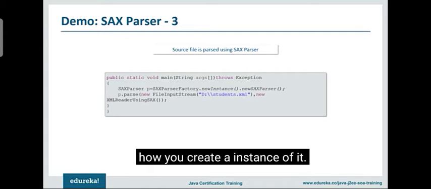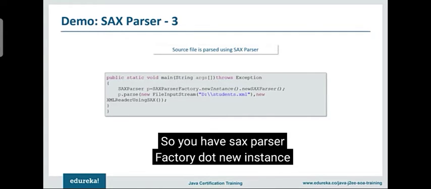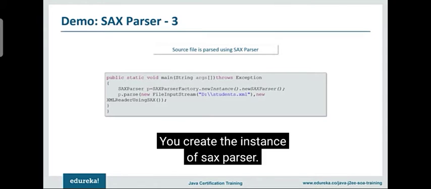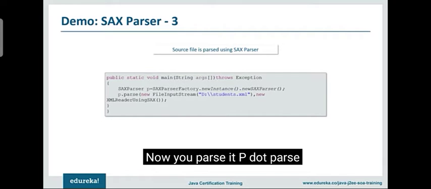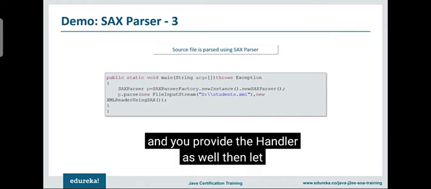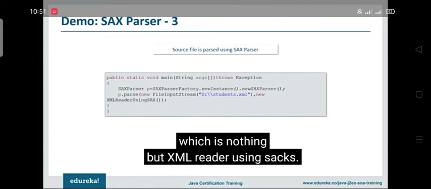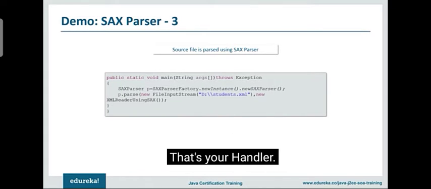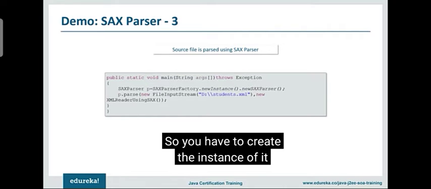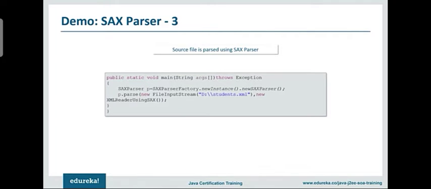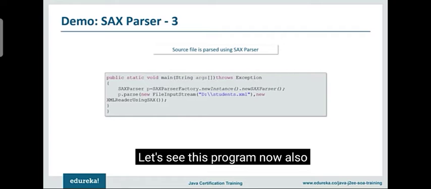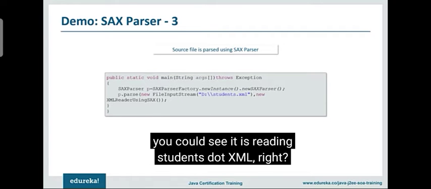So this is how you create an instance of it. You have SAXParserFactory.newInstance().newSAXParser(). You create the instance of the SAX parser. Now you parse it, p.parse, and you provide the handler as well. The handler that you have provided, which is nothing but XMLReaderUsingSAX, that's your handler. So you have to create the instance of it and pass it over. Let's see this program. And also you could see it is reading students.xml, right?